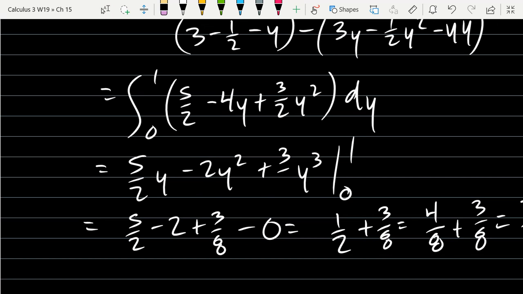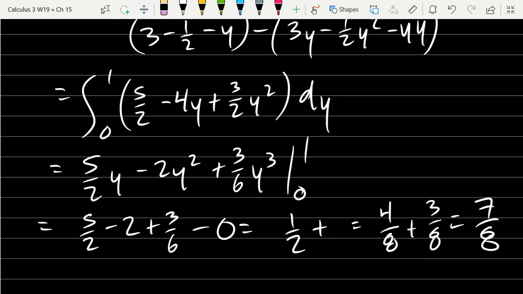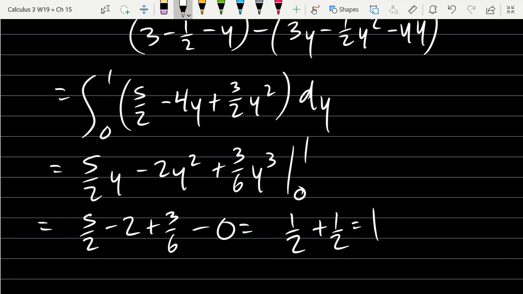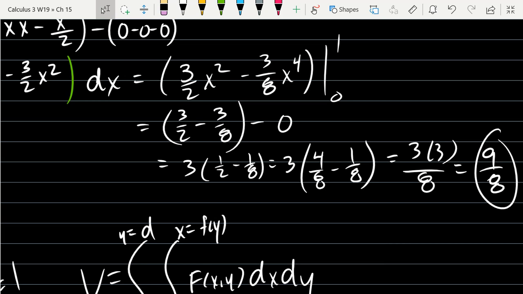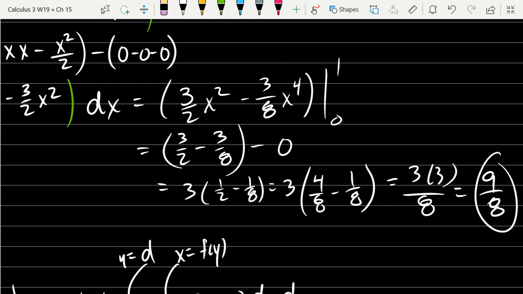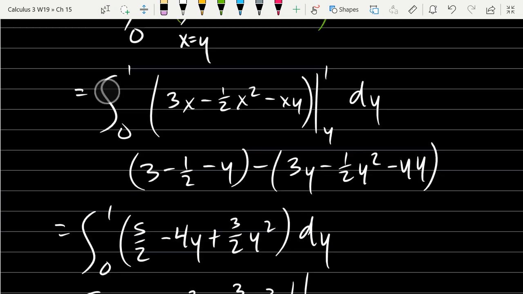Hopefully, because I got the wrong answer. Should be 3, 6. Still not what I got the first time. For the first one, I also got 1. Oh, I messed up the first one. Hopefully. I think similar error, the 8, 6, something. Oh no, I did the exact same thing. Wait. That's right.